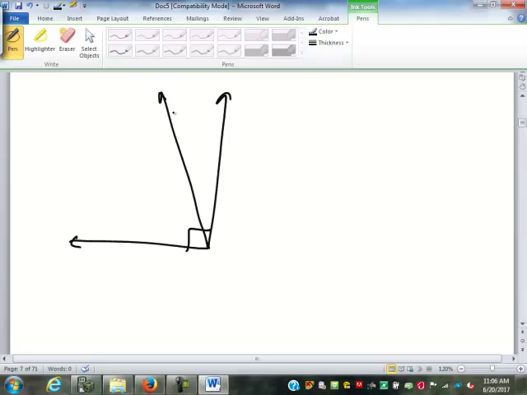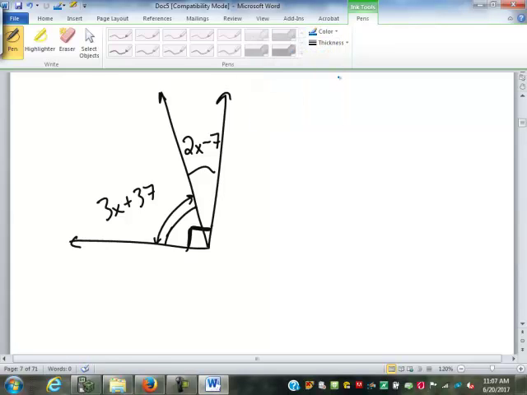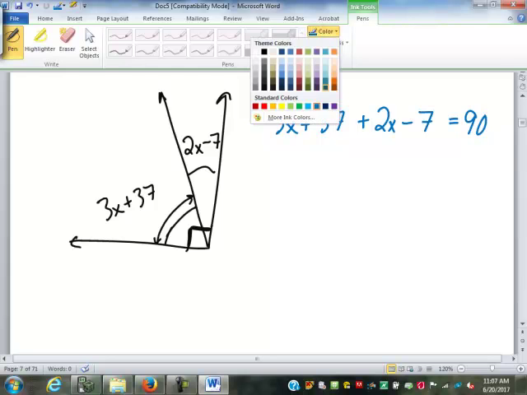So let's take a look at this one. This one here is going to be 2x minus 7. And this angle over here is going to be 3x plus 37. And this is a right angle, even though I didn't get it drawn real square. Our relationship here should equal 90. 3x plus 37 plus 2x minus 7 equals 90. Where do we go from there?